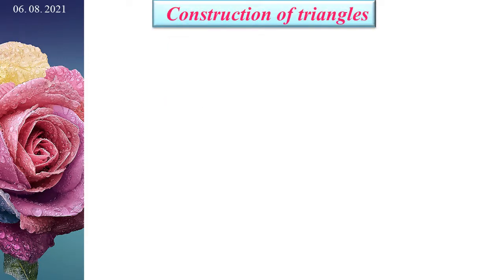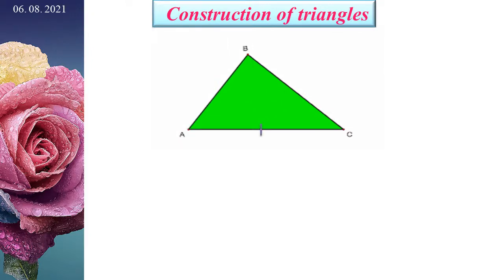Let's see triangle. We know that a triangle has 6 elements, 3 sides and 3 angles. Here is a given triangle: side 1, side 2, side 3. A triangle has 3 sides and 3 angles.